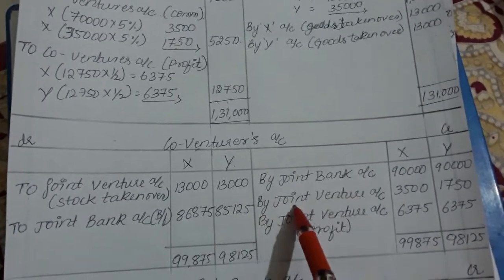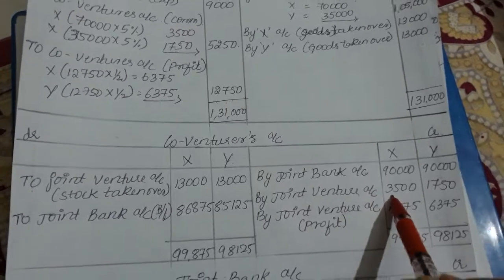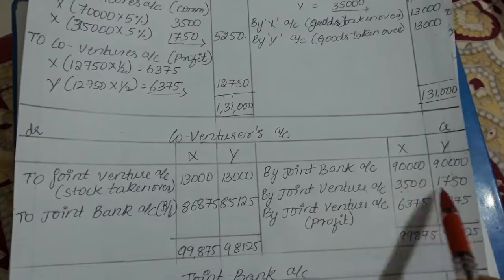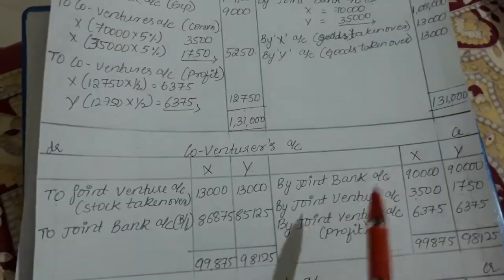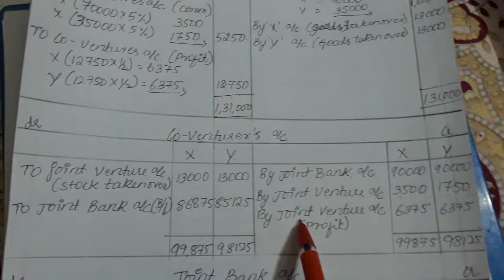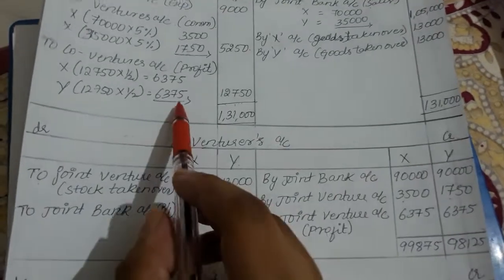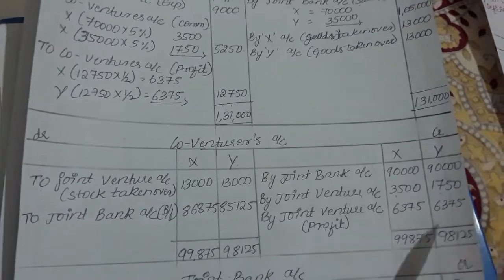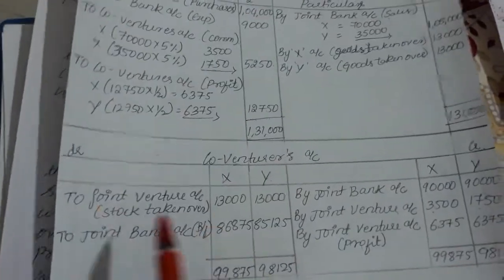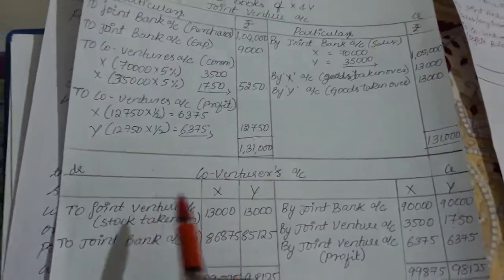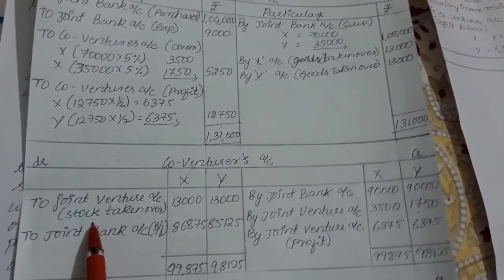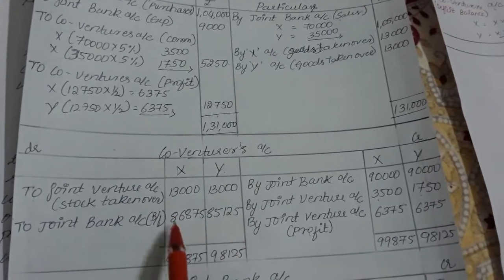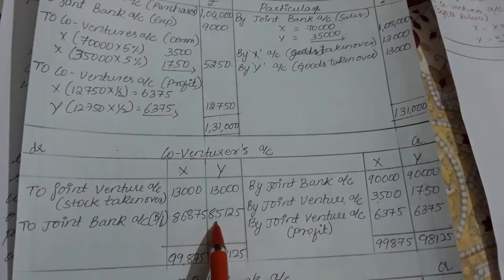Next is by joint venture account, they have taken the commission, right? We need to record it over here. So 3,500 and 1,750. Next is by joint venture account, here we are giving the profit to them. So we are supposed to record here the profit we have given to them. Done. On the credit side, what will we be recording? To joint venture account, if they have taken any goods, we must record that, right? To stock taken over 13,000. Next is the balancing figure. This is the surplus value 86,875, 85,125.